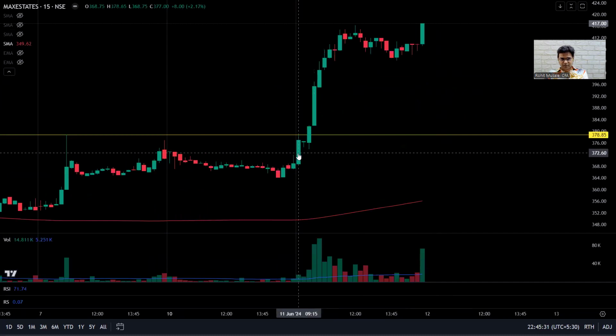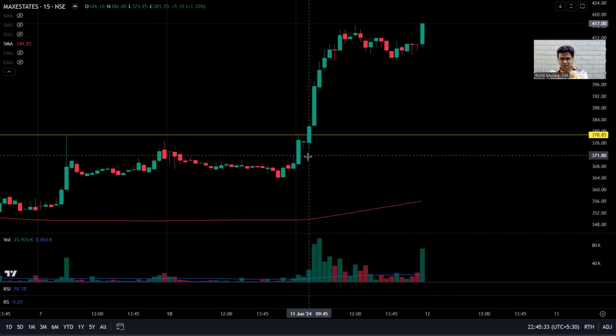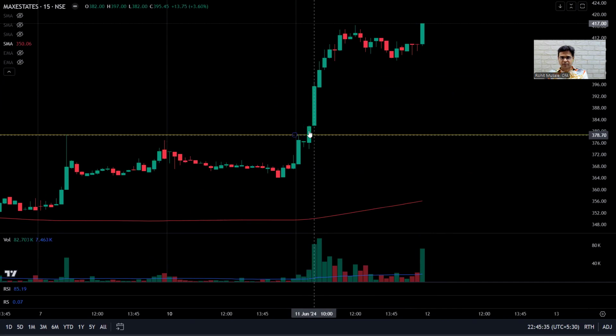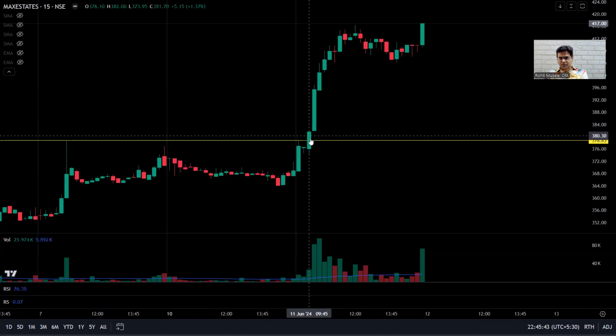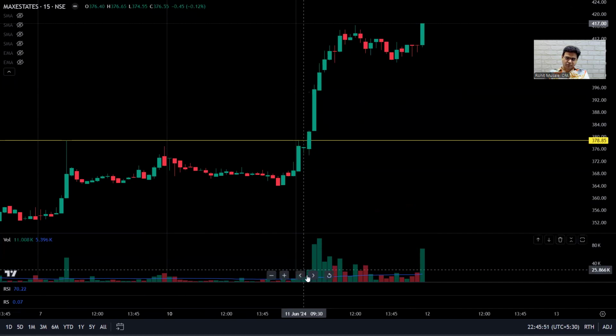This is the first candle of the day. This is the second candle of the day. This is the third candle of the day. So I wait for this candle to close. Once this candle closes, the closing price of this candle becomes my purchase price. So I immediately put a market order. And as you can see, very high volume.